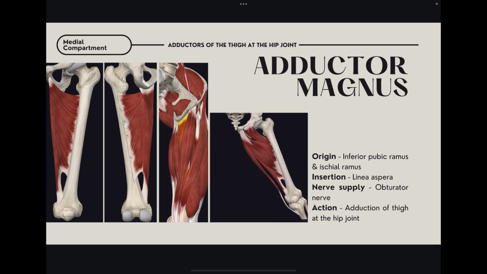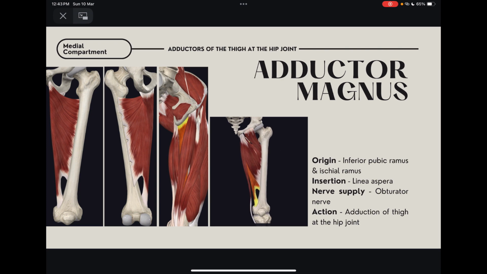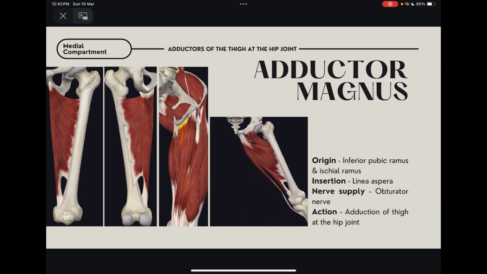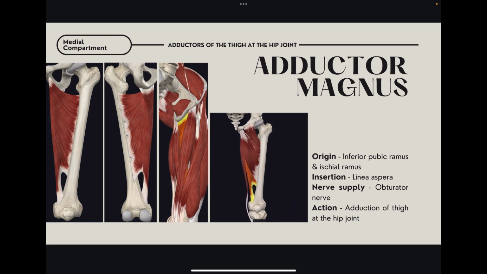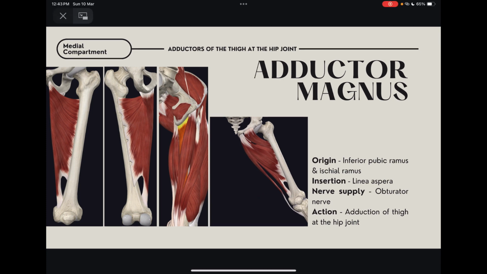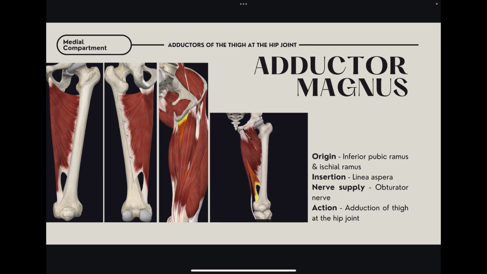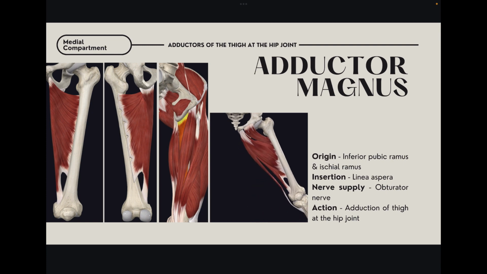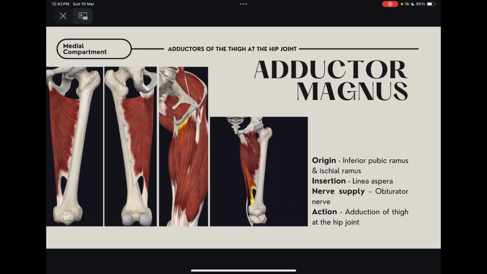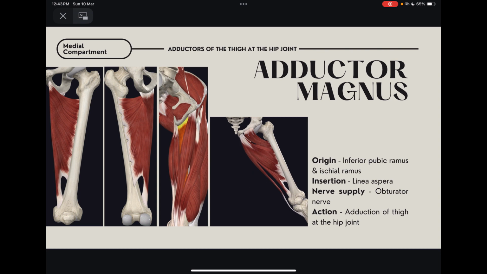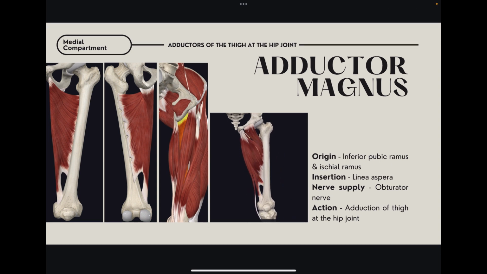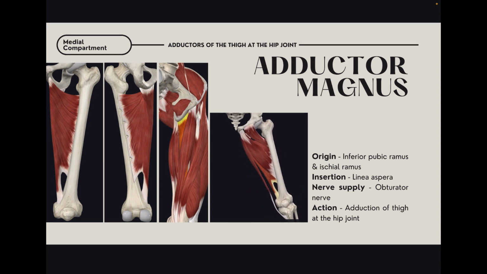From the external surface of the pubis, we have the adductor longus, and then from the inferior pubic ramus and the pubic body, we have the adductor brevis. And adductor magnus is coming from the inferior pubic ramus and the ischial ramus. It's attaching into the linea aspera, supplied by the obturator nerve, and it's going to adduct the hip joint. So that is so far the muscles. We have one more muscle.